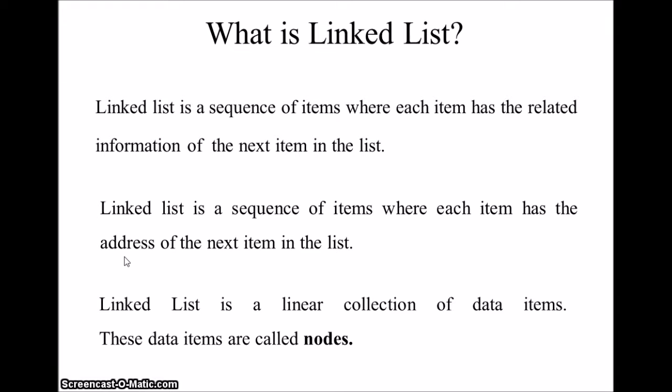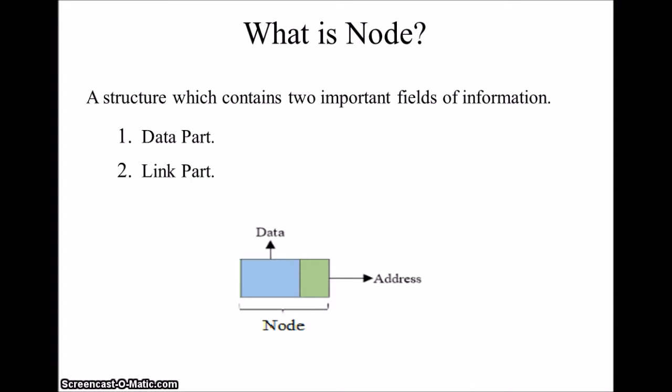Put another way, a linked list is a linear collection of data elements where one data element has the information or the address of the next data element, and these data elements are called nodes. So how do we store the next item's address? With the help of nodes. So what exactly is a node? It is a structure which has two important fields. One is the data part and another is the link part.